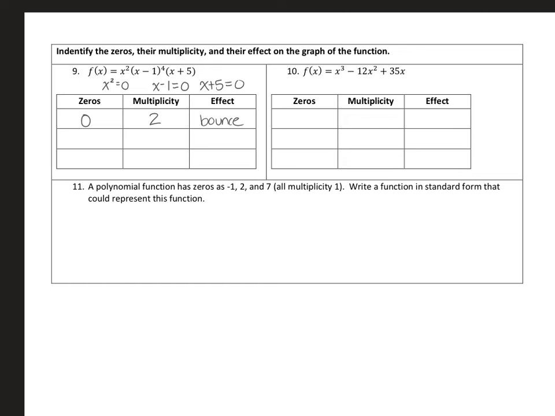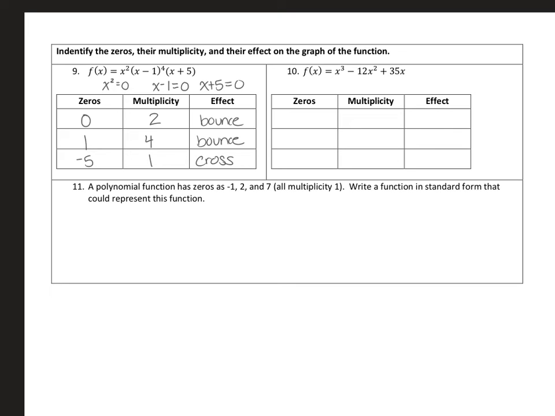At x minus 1 equals 0, solve for x, so add 1 to both sides. Your next zero will be at 1. The exponent of the original function will tell you the multiplicity. So it has a multiplicity of 4, and because it's an even multiplicity, it will bounce. Then x plus 5 equals 0. Solve for x, you get negative 5. That one happens once, so it will cross.